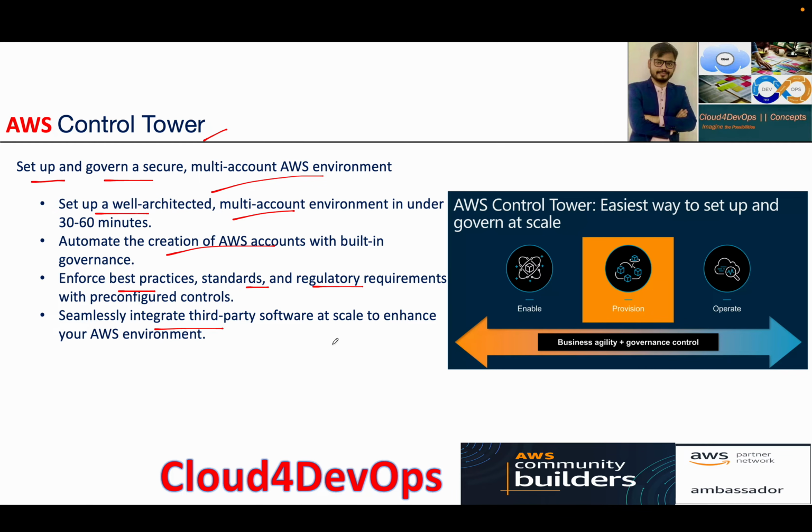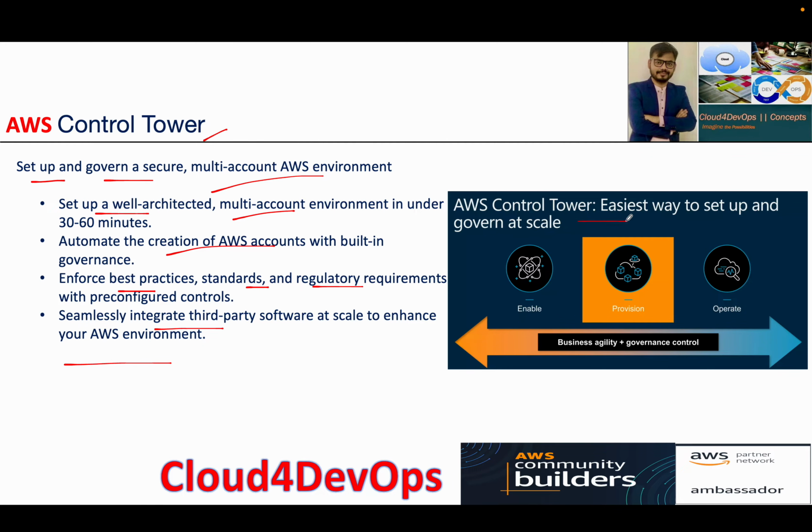Seamlessly integrate third party software at scale to enhance your AWS environment. So that is also one of the good factors. Integration is not an issue over here. We can integrate with third party software. One example is integrating your entire SSO within Control Tower, the single sign-on concept, with Azure AD or on-premises AD. That's one example that I'm talking about. So that's what the important Control Tower pointers look like.